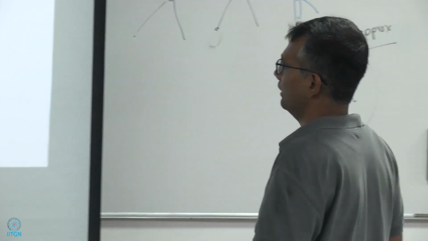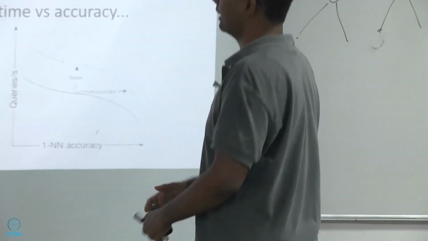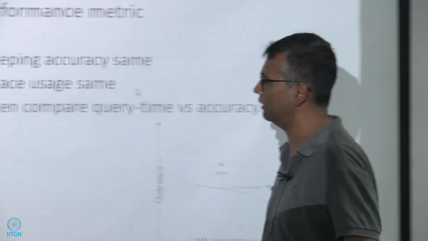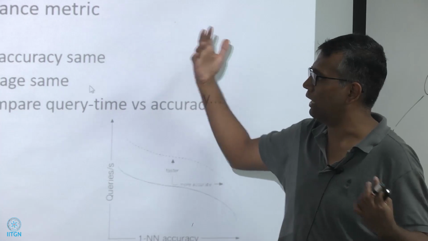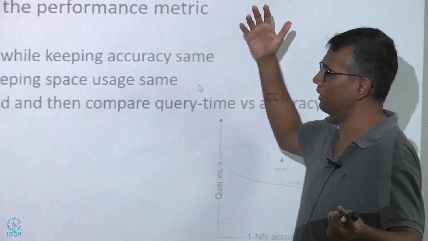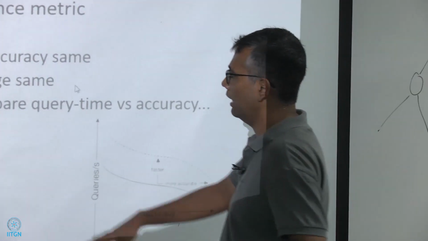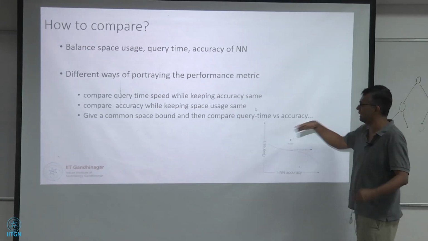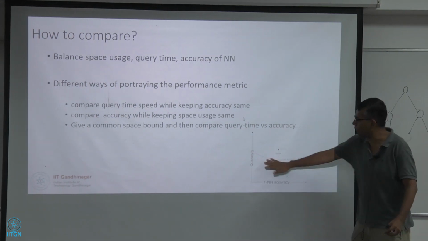You could juggle them in different ways, depending on the resources that you have and your particular example. You could, for instance, not worry about space. Say, okay, I have a half terabyte memory machine, and then I only need to compare the query time speed while keeping the accuracy the same. Given that all of them return, say, a two-approximate nearest neighbor, I compare how fast each is. Or I could compare the accuracy while keeping the space usage the same. I could give everybody a common space bound, say, all of you have to work in 64 gigabytes, and then compare query time versus accuracy.